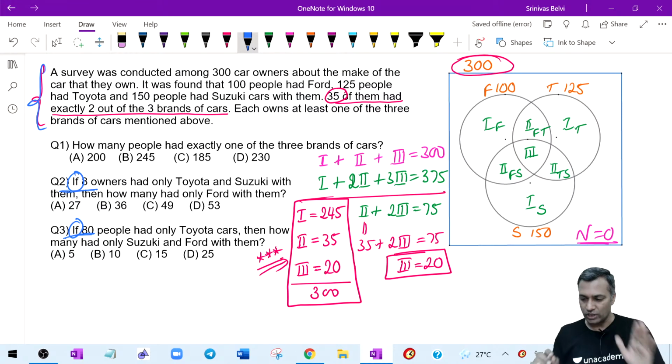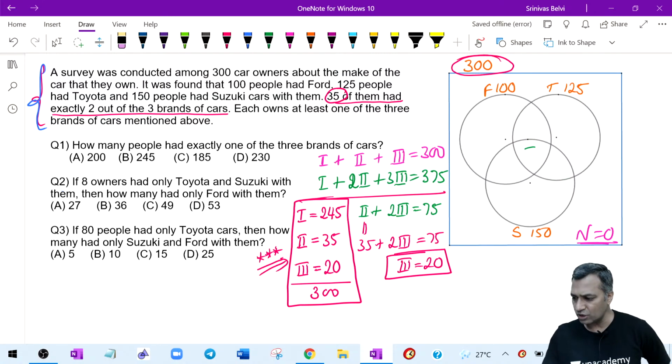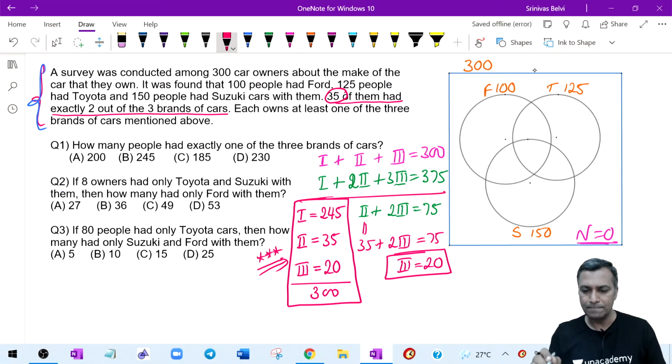Now the nuts and bolts are ready. Let's go to the questions now. The diagram should be in your mind. Regions of 2s you should know. Regions of 1s you should know. All the diagrams should be in your mind. Yeah, let's go to the questions.